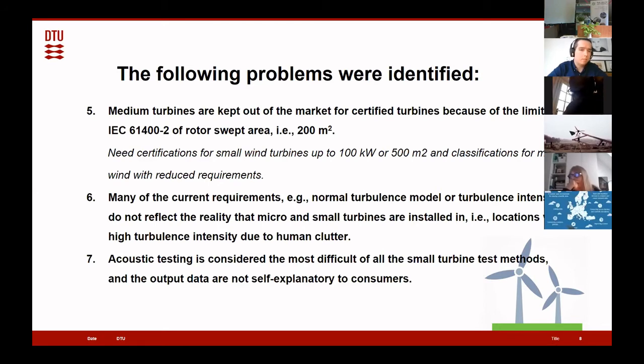And the last but not the least is that acoustic testing is considered the most difficult of all the small turbine test methods, and the output data are not self-explanatory to consumers. So those are 7 issues addressed by international stakeholders, and around those issues we are planning to build the international collaboration and conduct the necessary research.